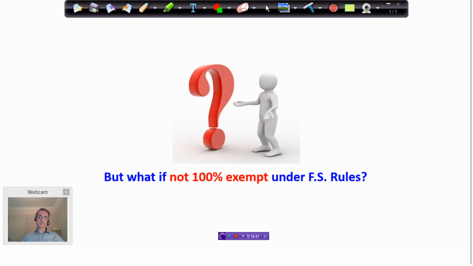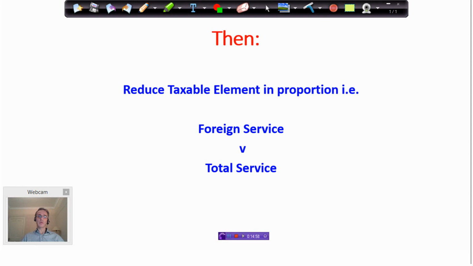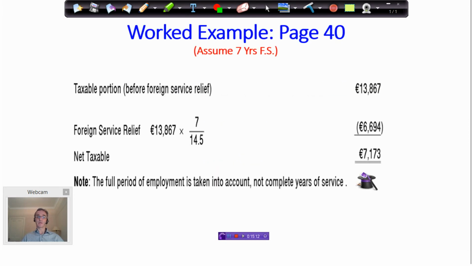So we're going to look at a quick example where those three possibilities aren't in play. In other words, we've done our three calculations, and we still don't satisfy any of those conditions. So is there anything else that can help us? Well, there is, because if we're not 100% exempt under the foreign service rules and the individual has some foreign service, then we simply reduce the taxable element, the element left over, in proportion to foreign service and total service. So really we're looking at the taxable element times a fraction.